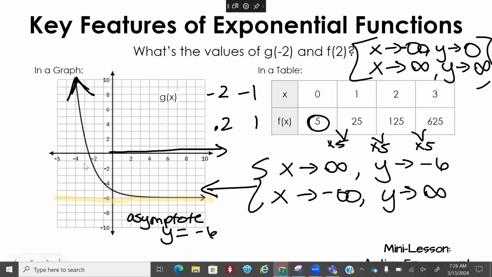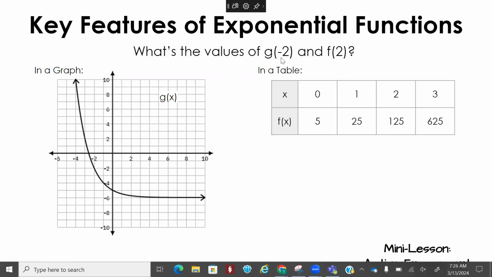All right. On the next one, we've got g of -2 and f of 2. Looking at this, when we talk about g, which one are we talking about, the graph or the table? And how do we know? We're looking at the graph. Why? Because it says g of x, right? If we're looking at f of x, f of 2, we're looking at this table. Everybody see where I get that from? Okay.